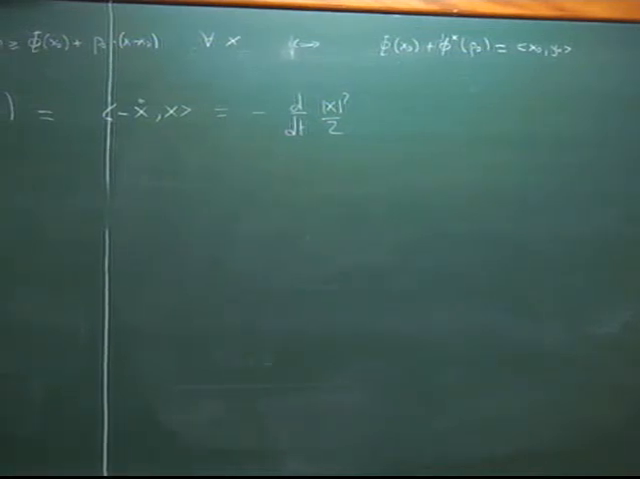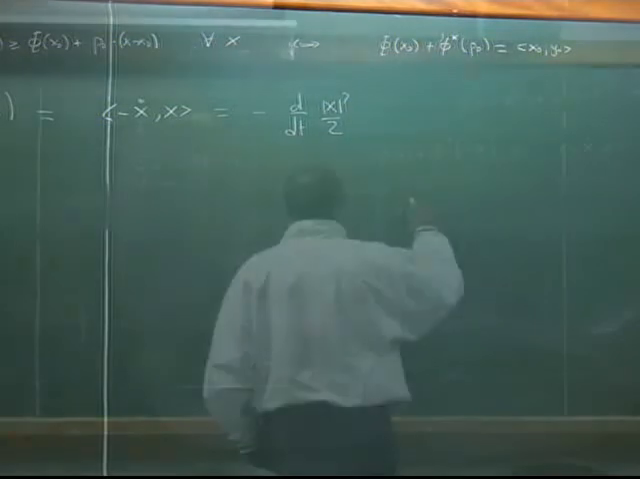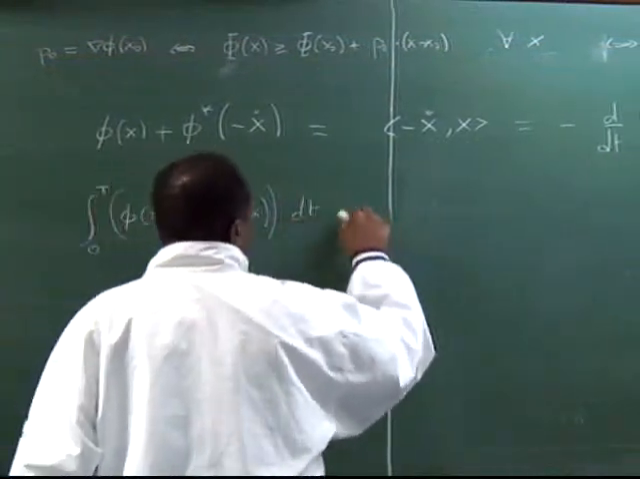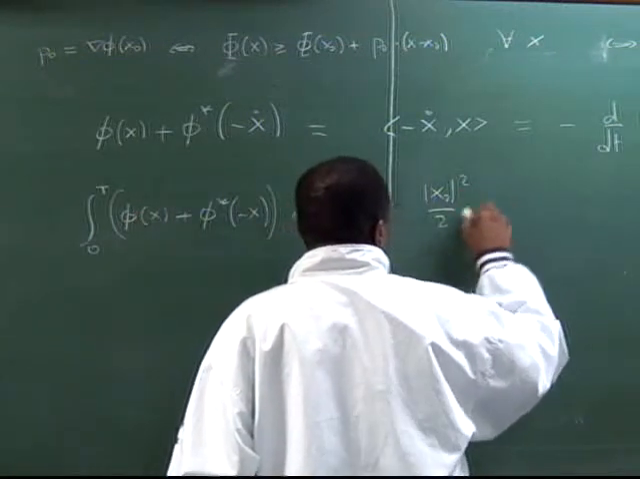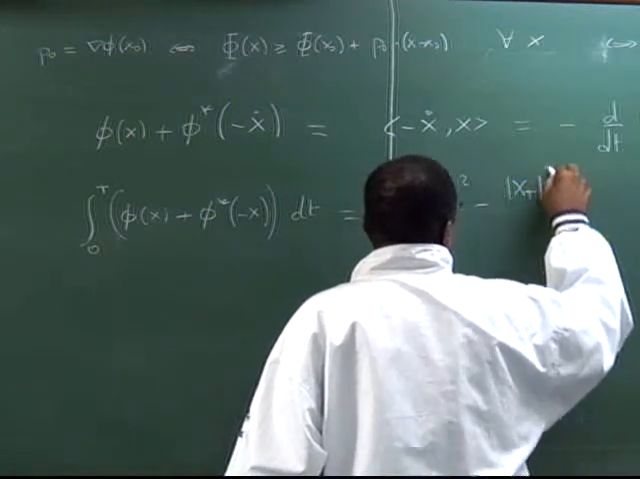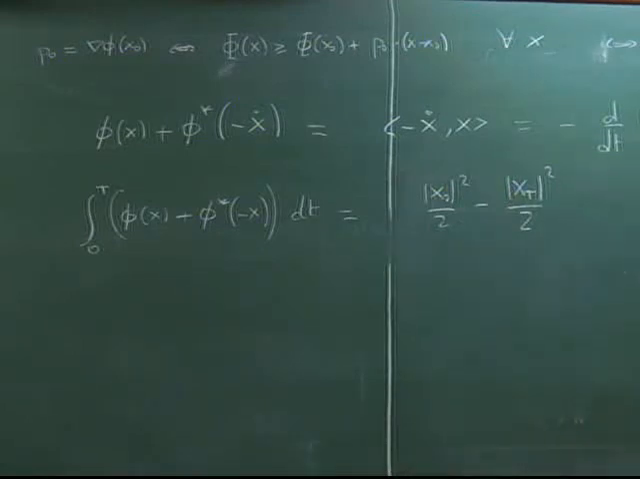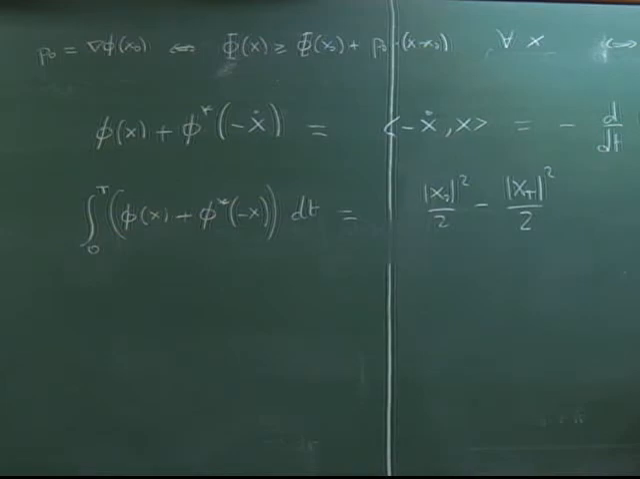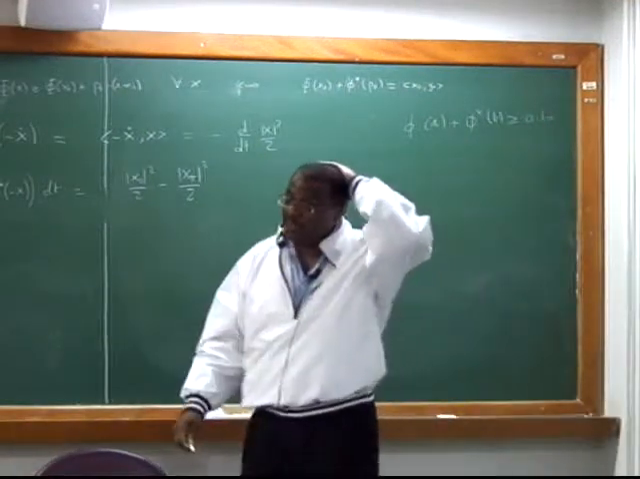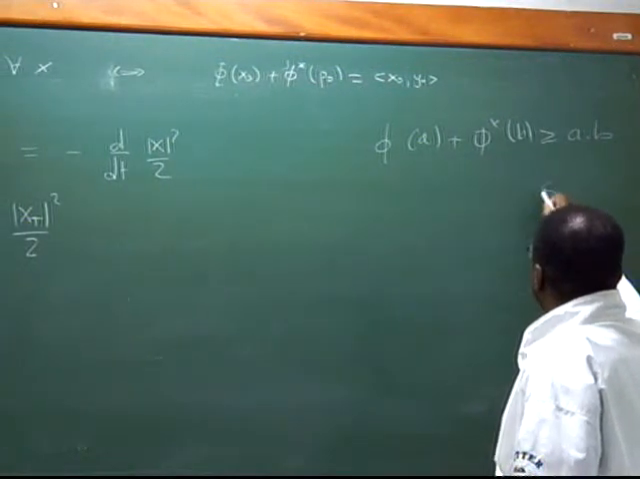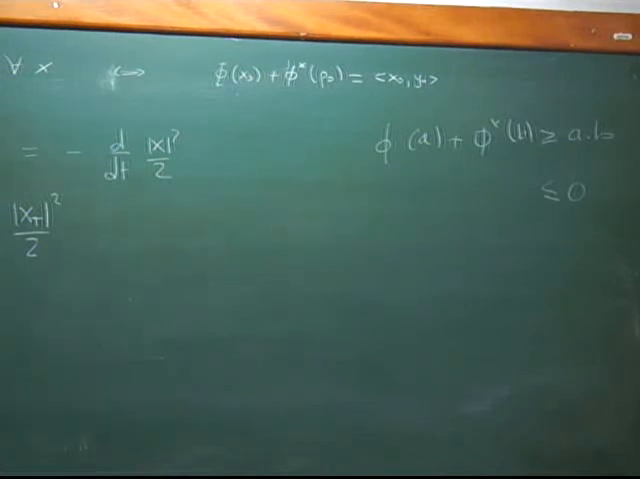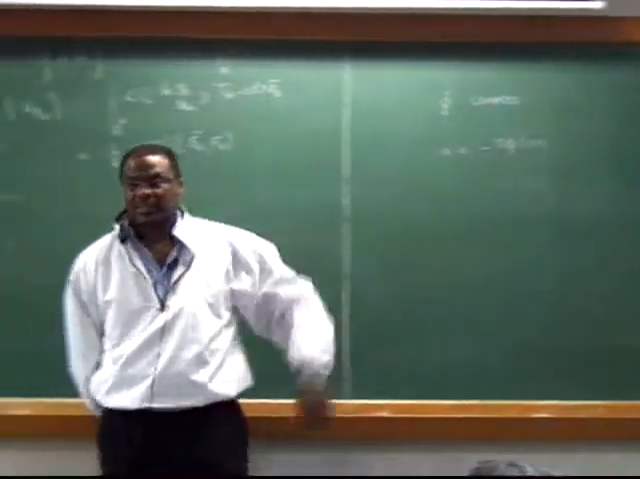And so I want to solve the equation: the integral from 0 to t of phi of s dot plus phi star of negative s dt equal to s naught squared over 2 minus s t squared over 2. The inequality, phi of a plus phi star of b is bigger than ab. This is true for every a, b. So if I want to prove equality here, it is equivalent to proving this. And so if I can solve this, I can prove that inequality, then I have proven this, which means I have proven that. And that is the energy inequality.